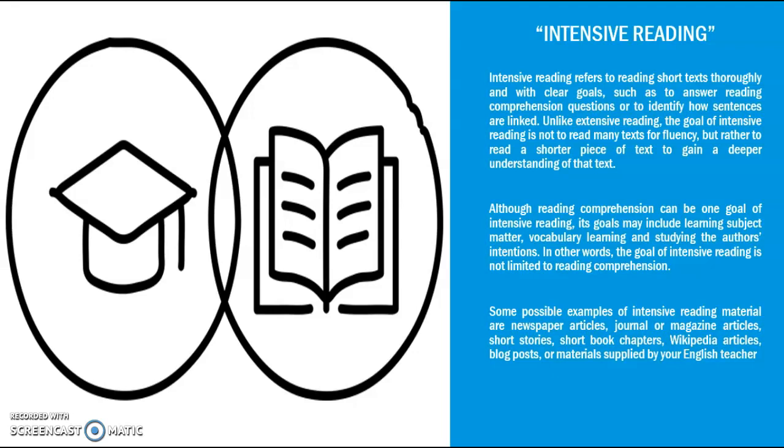If we are giving an example of this, it could be medicine. You are talking about a specific subject, medicine. You read some paragraphs about it. Examples of this are newspaper articles, journal and magazine articles, short stories, chapters of books but short chapters, Wikipedia articles, and materials supplied by your teacher. So basically, intensive reading is the material that the teacher wants you to read. The teacher is going to choose it, not the students, because it's technical and it's specific.